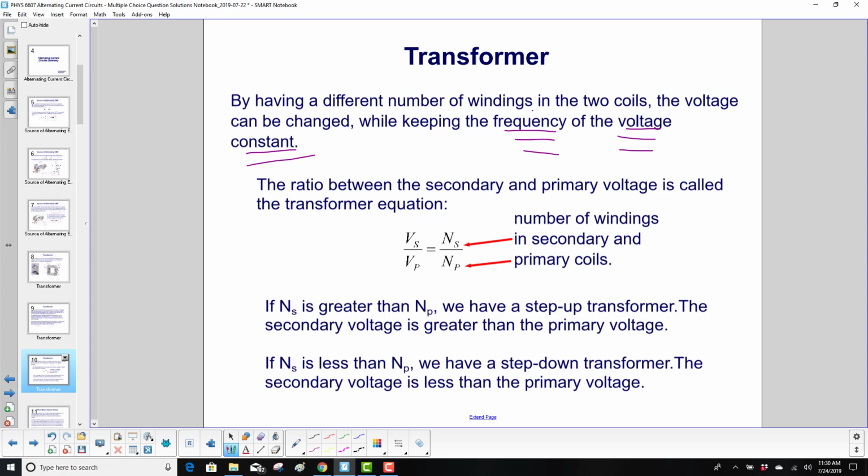The ratio between the voltages between secondary and primary is called the transformer equation. So the voltage on the secondary side over the voltage on the primary is the number of windings or coils on the secondary divided by the number of primary. If the number of secondary windings is greater than the primary, we have a step-up transformer. The secondary voltage will be greater. So whoever has more windings has a greater voltage. And if it's the opposite, we have a step-down transformer. So you would see that again on that power line pole going to your home.